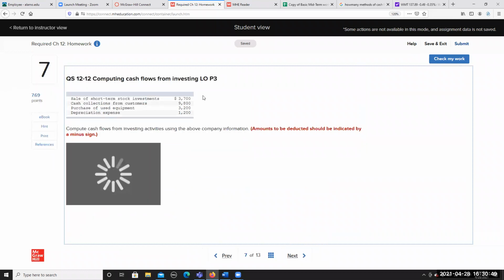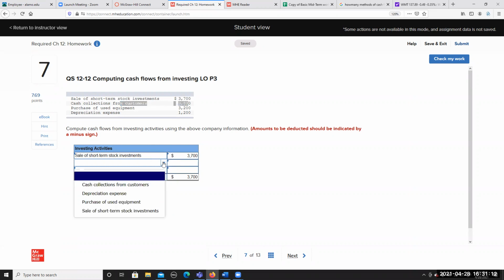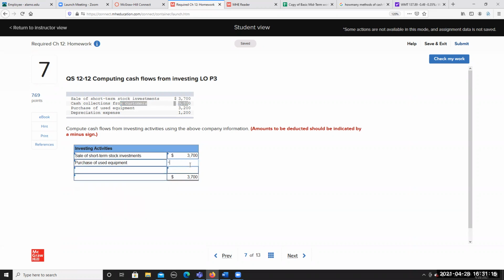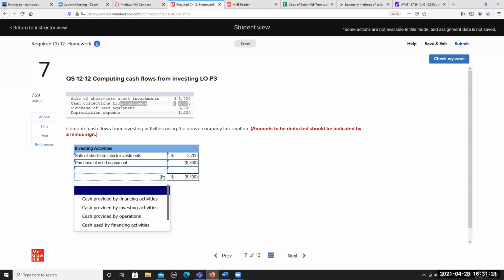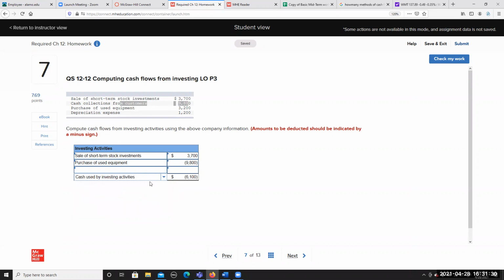Computing cash from investing. Compute the cash flow from investing using the above information. Amounts to be deducted should be indicated by a minus. Sale of short term stock investments: cash came in from the sale of stock of $3,700. Then cash collected from customers. No, that's the operating section. Purchase of used equipment, and that's money going out. Depreciation is part of operations, it's not investing. And there's your cash used by investing. Why used? Because cash went out, so it's not provided by, it's used.